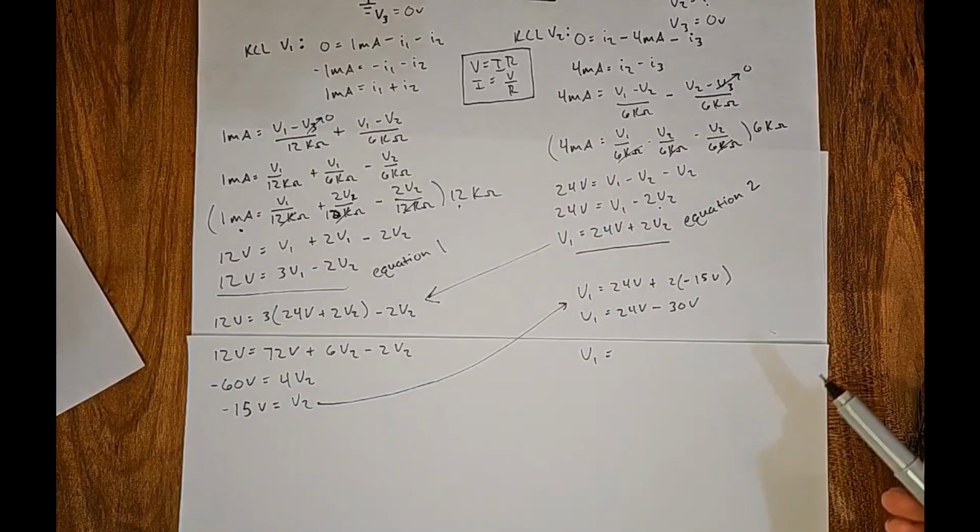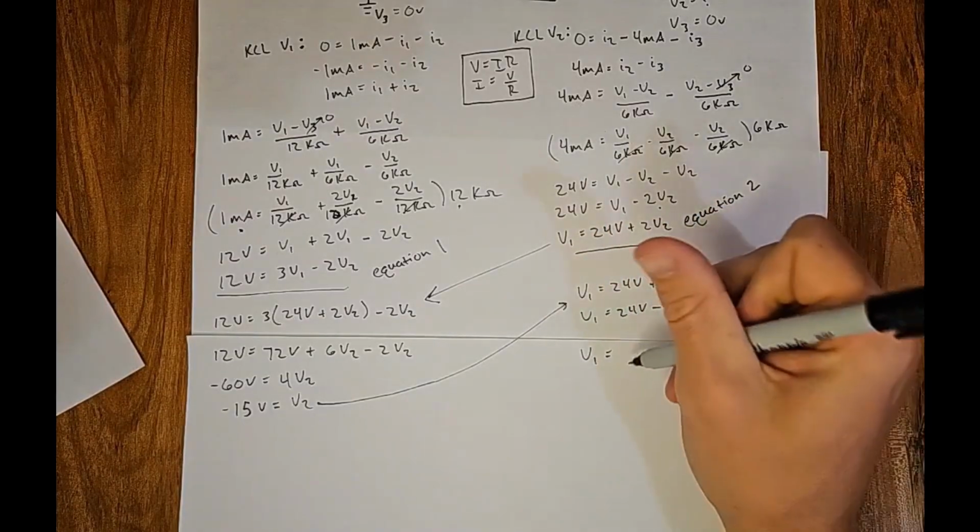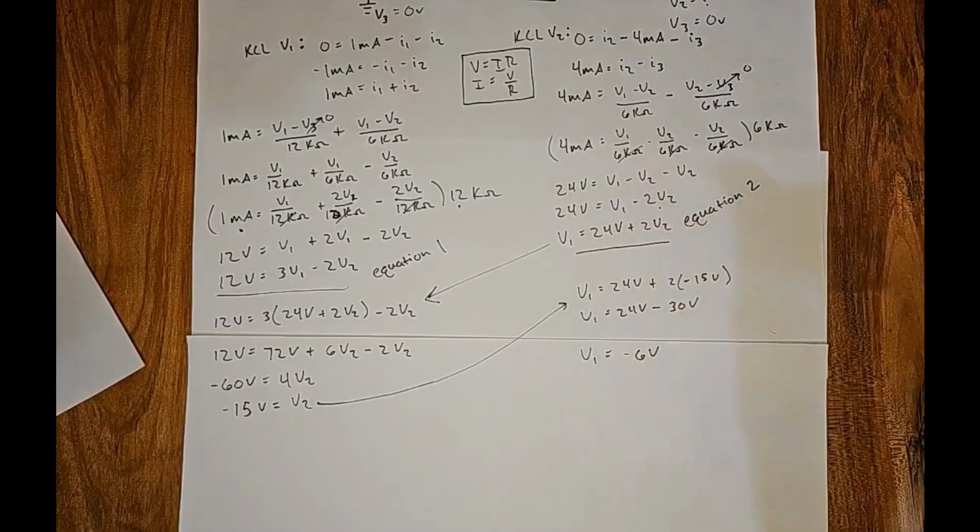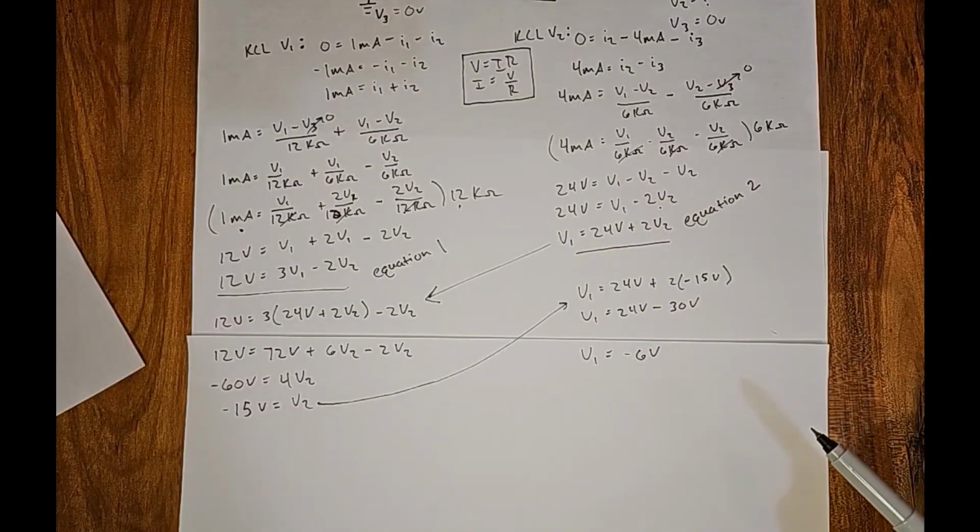So now what does V1 equal? 24 minus 30? Negative 6 volts. That's using nodal analysis to solve for unknown nodes. So now we have V1 and V2 figured out.